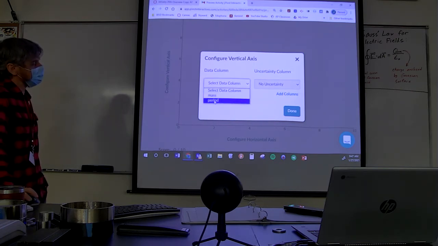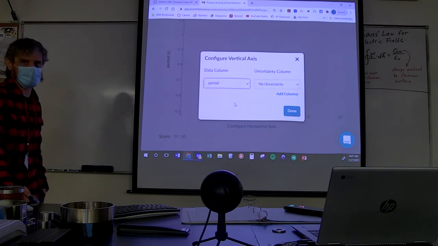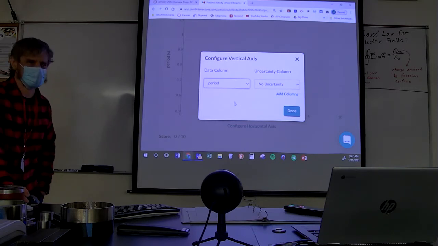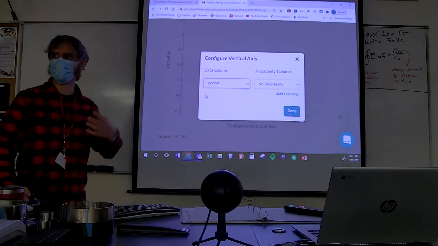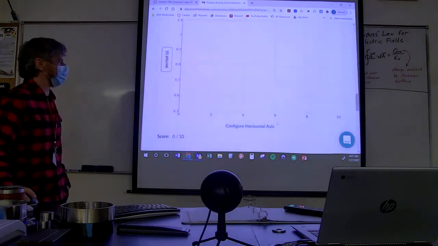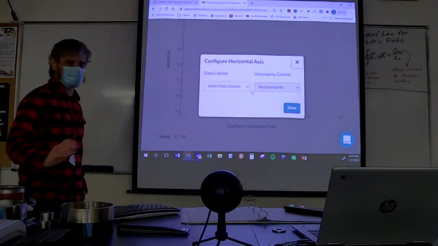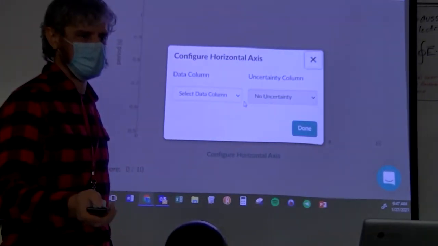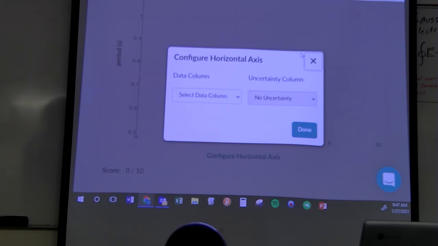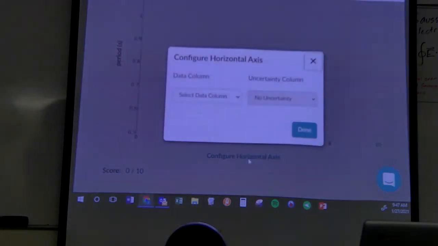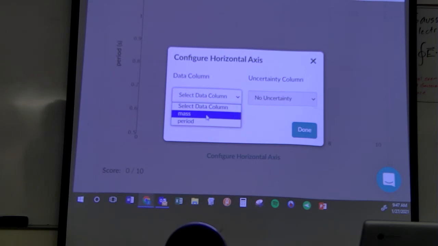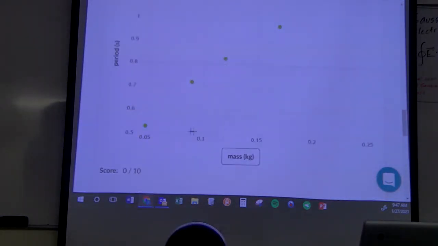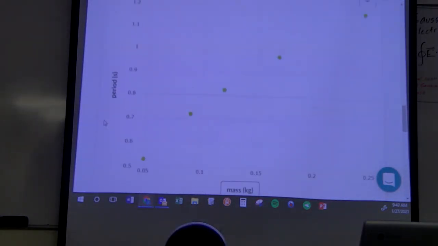The period is going to go on the vertical axis because that is the independent variable. No, that is the dependent variable. Sorry. That's the one that depends on our choice of mass. So you click done. Now I click on the configure horizontal axis. It lets me choose my data, the column that I want to plot the data from. So I'm going to plot the mass data. And I get this graph here. Right? It plots it automatically. Now at first glance, this might look kind of linear.